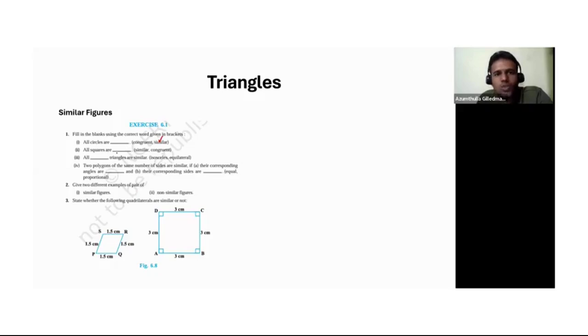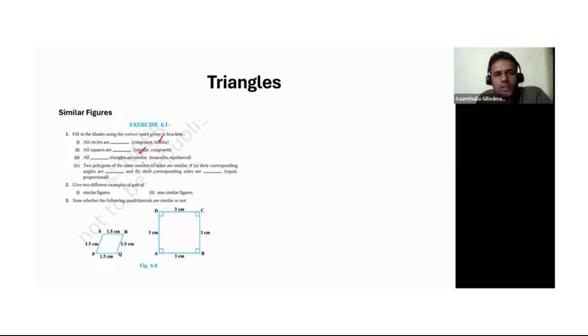Okay. So all squares are similar or congruent? The squares can be of different sizes, right? If they are the same size, then congruent. So the squares can be of different sizes, so these are also similar.